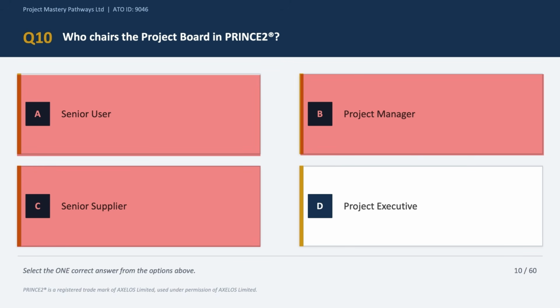Now option D says the project executive, and this is the correct answer, and the project executive chairs the project board and is ultimately accountable for the project. Think of it as a CEO equivalent for a project. Okay, so the correct answer is option D.